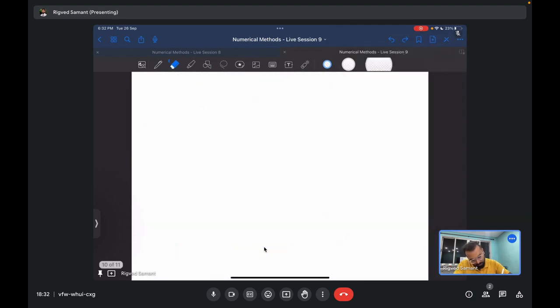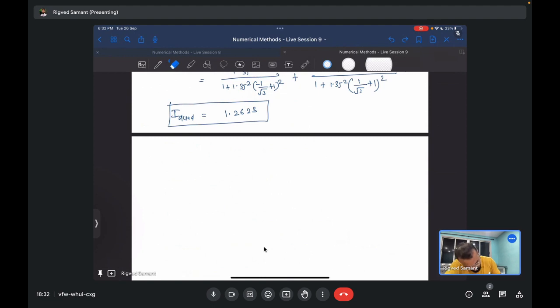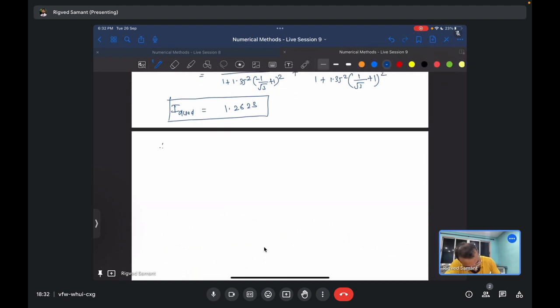Therefore the error is 1.216 minus 1.2623, that is 0.046.